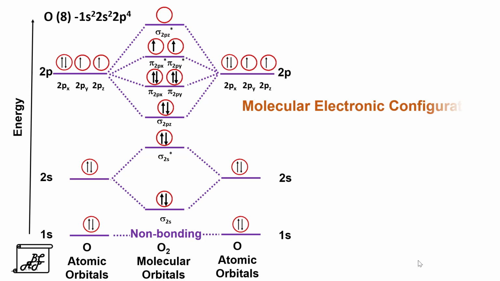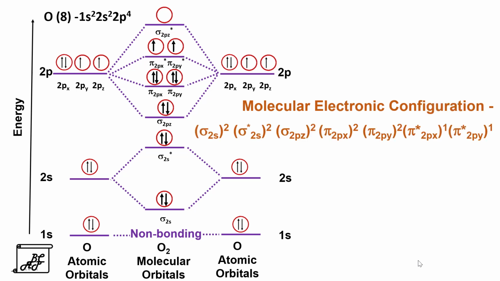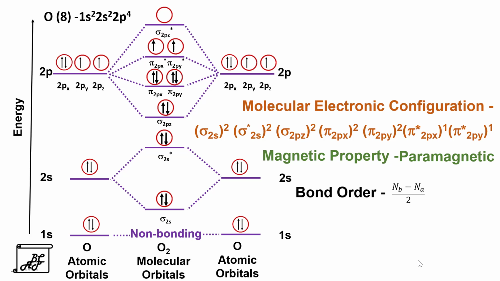That is how the molecular electronic configuration is sigma 2s square, sigma star 2s square, then 2 electrons in sigma 2pz. So sigma 2pz square, pi 2px square, pi 2py square, and pi star 2px1, pi star 2py1. That is how there are 2 unpaired electrons. So oxygen molecule is paramagnetic in nature. Then we calculate the bond order as the number of electrons in bonding molecular orbital minus number of electrons in antibonding molecular orbital divided by 2. It is calculated as 2. That is how oxygen is diatomic with the presence of double bond between the oxygen atoms.